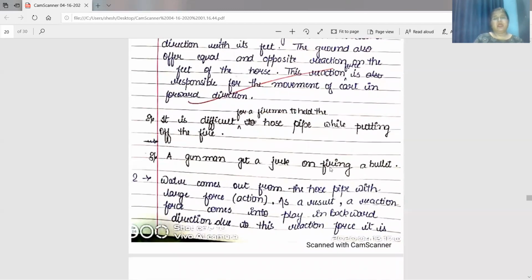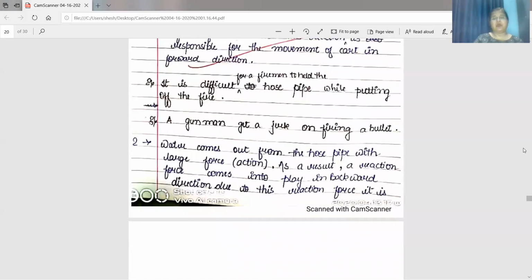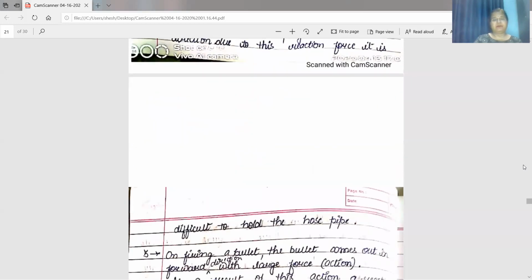Number 2, it is difficult for a fireman to hold the hose pipe while putting off the fire. You must have seen a number of firemen holding the hose pipe while putting off the fire. You all know that from the hose pipe, water comes out with large force. This is action. As a result of this action, a reaction force comes into play in the backward direction. And due to this reaction force, it becomes difficult for the fireman to hold the hose pipe.